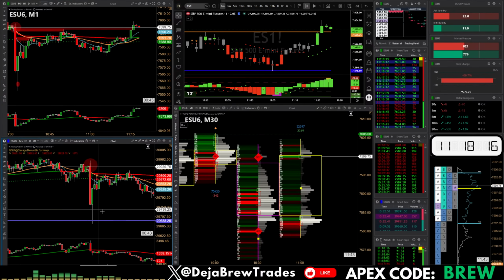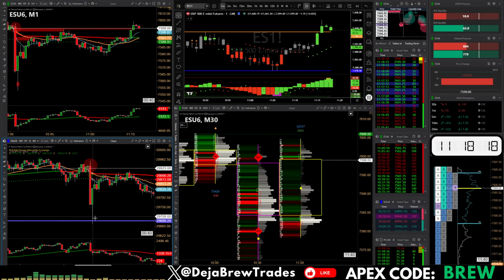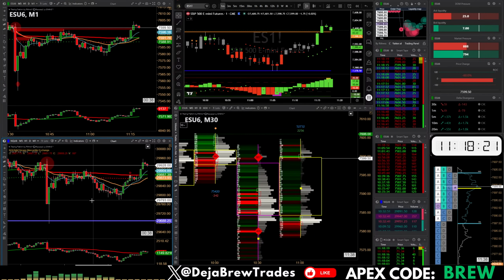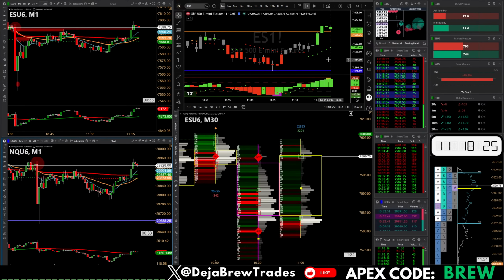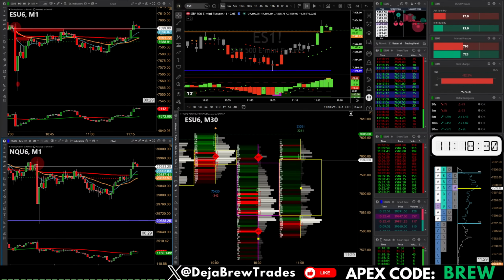Maybe if you were incredibly fast, which pretty much nobody probably caught that. But there was a bounce off the rollover level on NASDAQ. That would have been a battle against the system to catch that one.